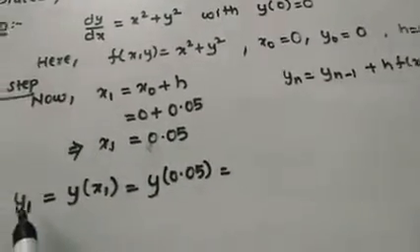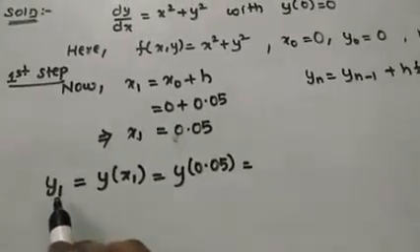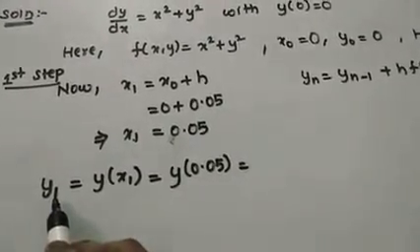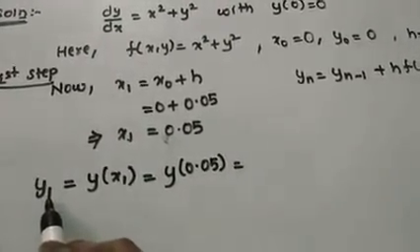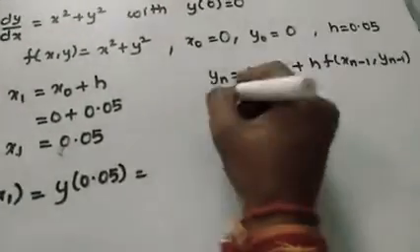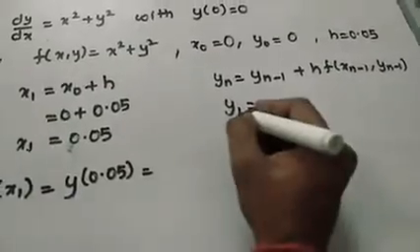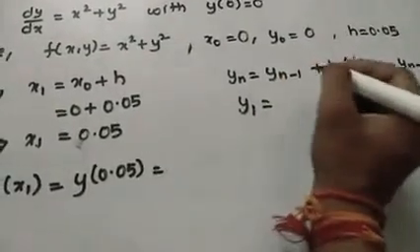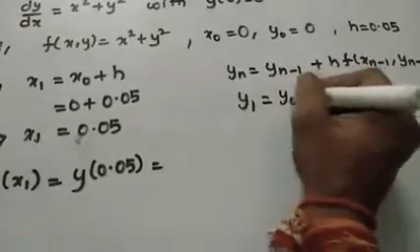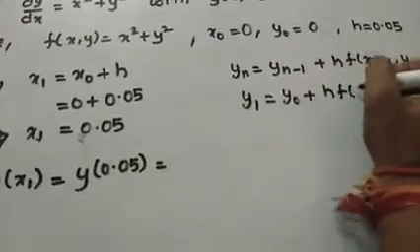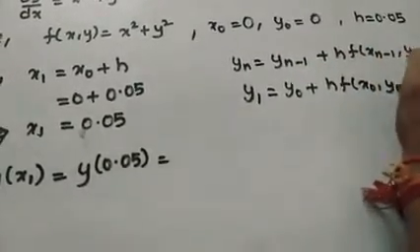What are we finding here? We are finding y1. That means in place of n, what are we going to put? 1. So y1 equals y0 plus h into f of x0 comma y0.